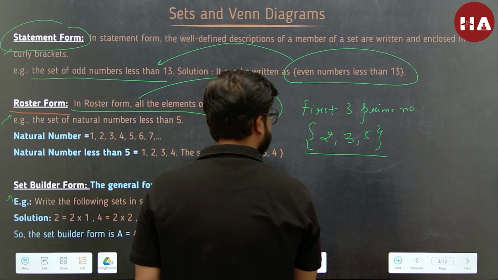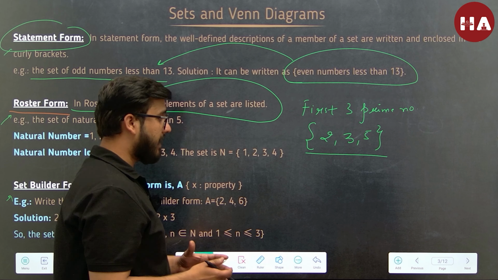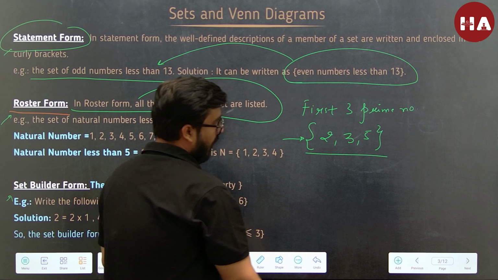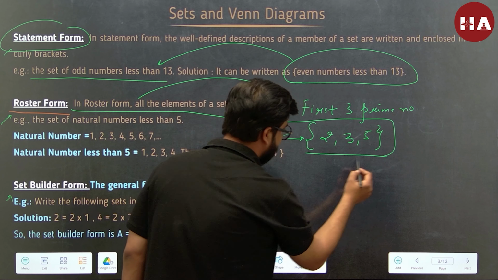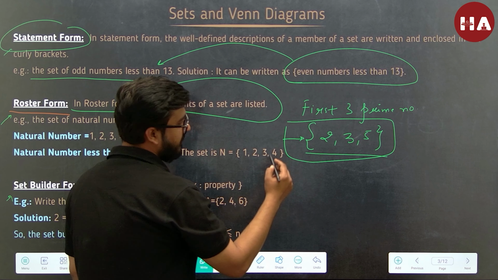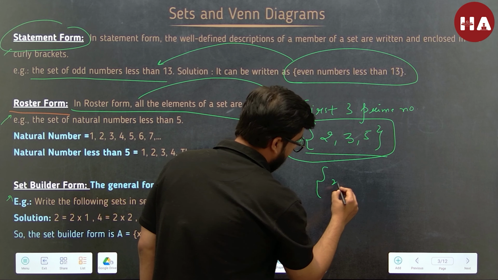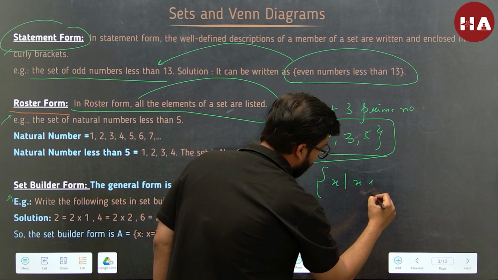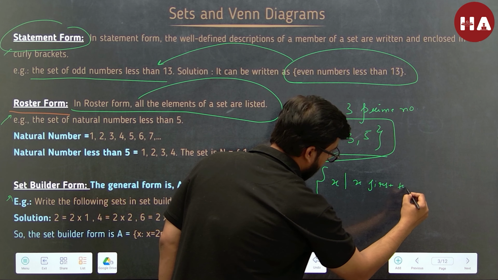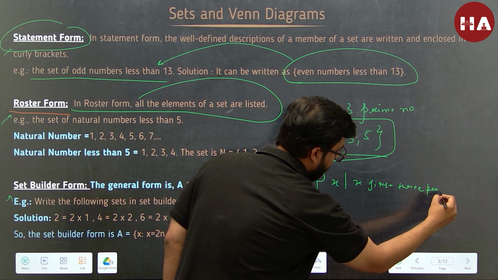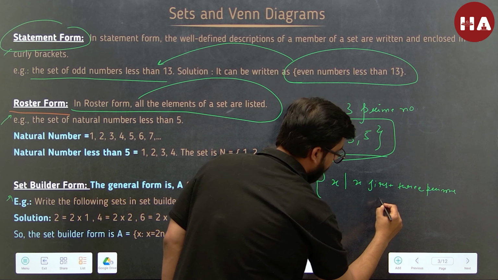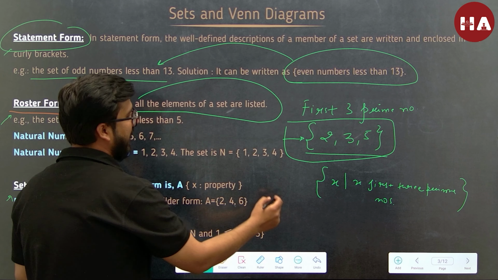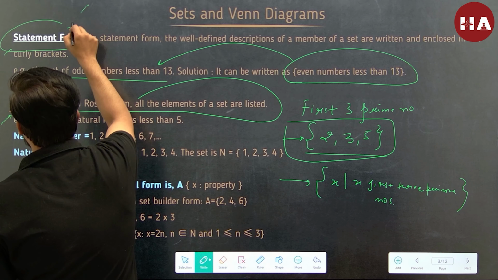Now the next one is set builder form. What do we do in set builder form? We write the property of the set basically. So in this, if I am writing x belongs to, so I am writing x is the first 3 prime numbers. So the first 3 prime numbers can be represented in this statement form.